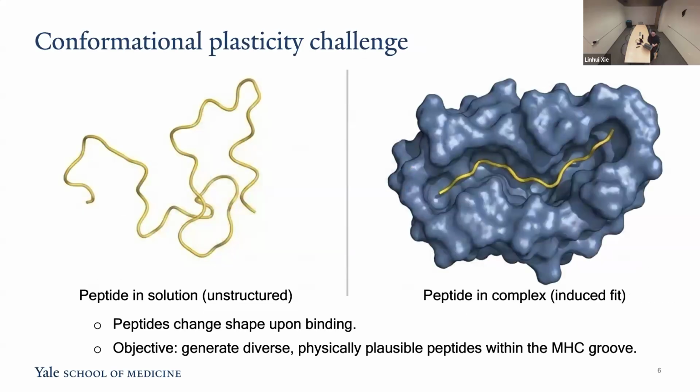On the left side, in the natural space, the peptide is floating freely in solution and exists as an unstructured loop. However, if we provide this binding constraint, the peptide can undergo an induced fit and adapt itself into this highly specific and constrained conformation. So based on this, our ultimate goal is to generate diverse and physically plausible peptides within this MHC groove.